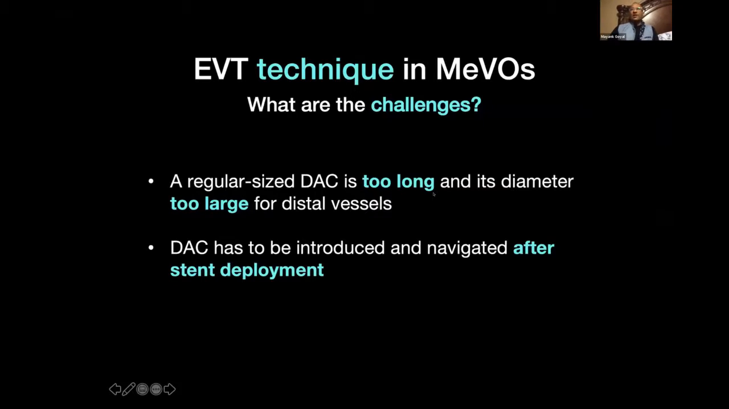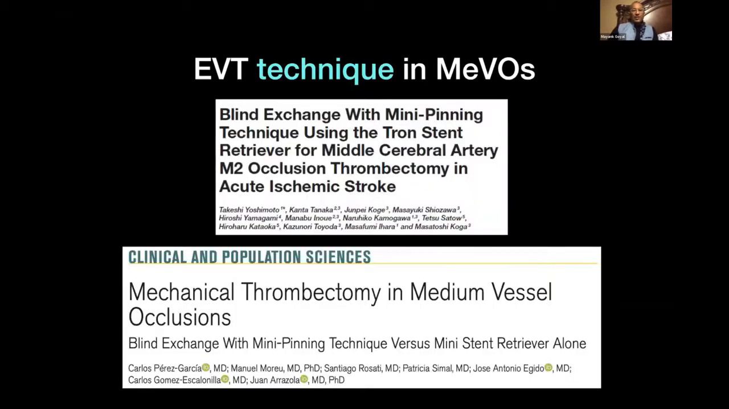The first challenge is that the devices have not been optimized for medium vessel occlusion. For example, a regular sized distal access catheter may be too large to reach the distal vessels and may not be long enough. Sorry, I have a typo here. It's too short, it should say. And then, is there a possibility that you can bring the DAC up after the fact?